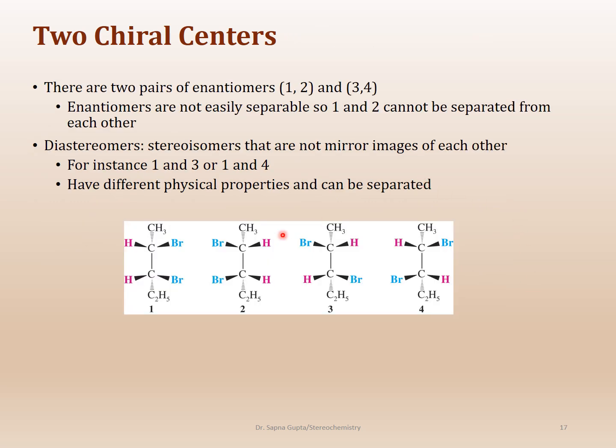So let's look at this compound over here, which has 2 chiral centers. So compounds 1 and 2. Let's look at these two first of all. 1 and 2 are mirror images of each other. You have 4 carbons, 1, 2, 3, 4, and in the middle 2 carbons, you have bromines attached to them. So this is one set of enantiomers.